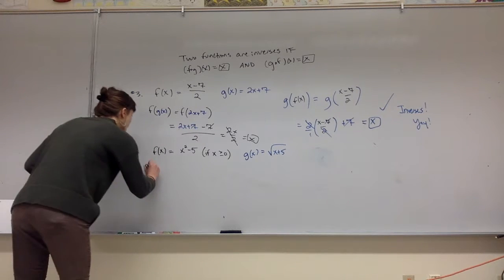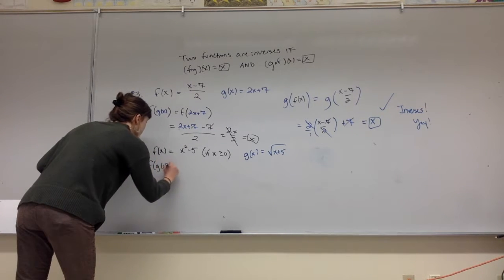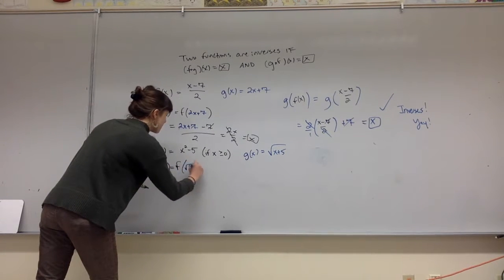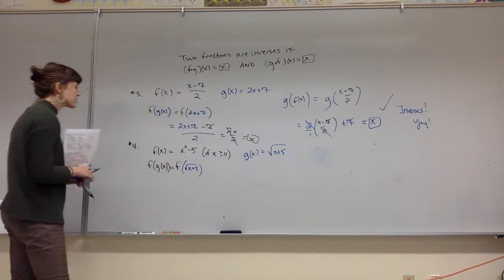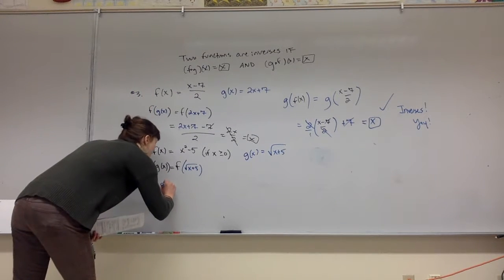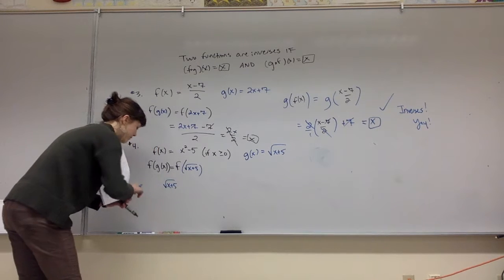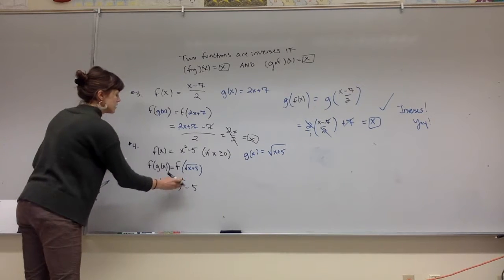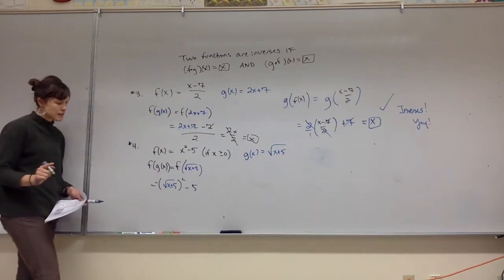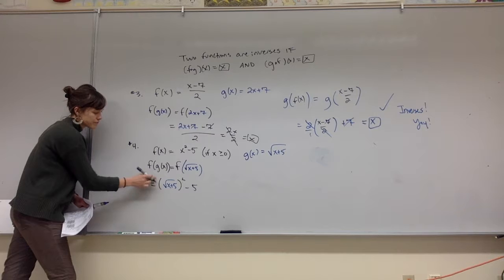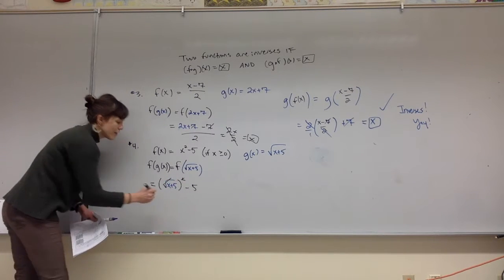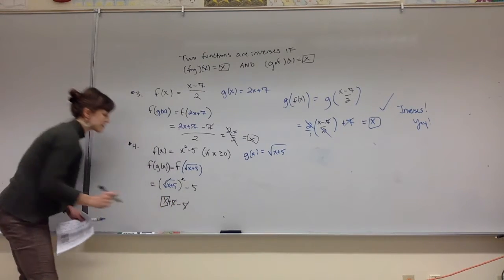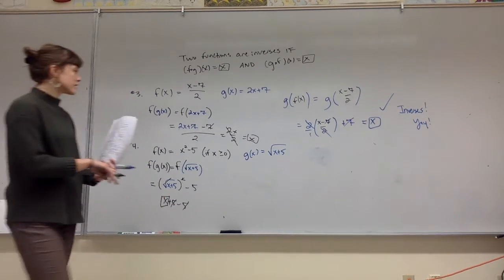All right, so I have f of g of x, which equals f of square root of x plus 5, and I'm going to solve for this. So I'm going to put in square root of x plus 5 squared minus 5. So how do I start simplifying this? The square root and the square cancel out. Perfect. And then I'm left with x plus 5 minus 5. So those cancel, and I'm just left with x. So f of g of x works.